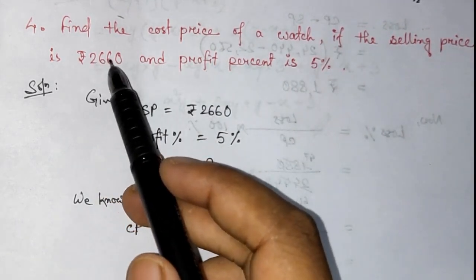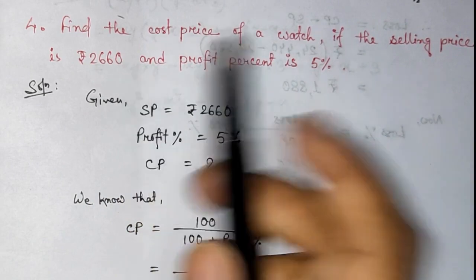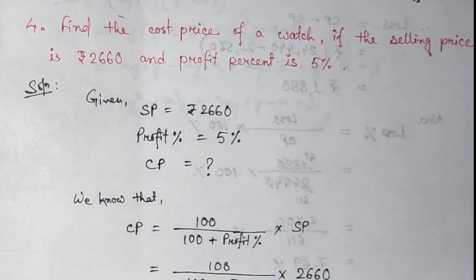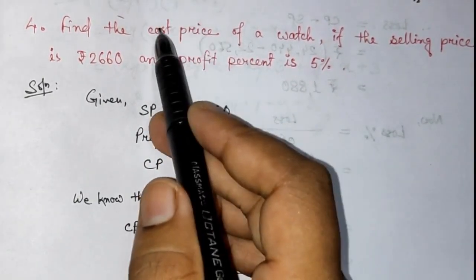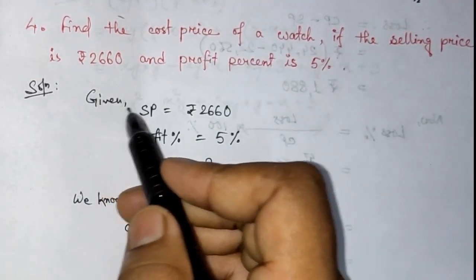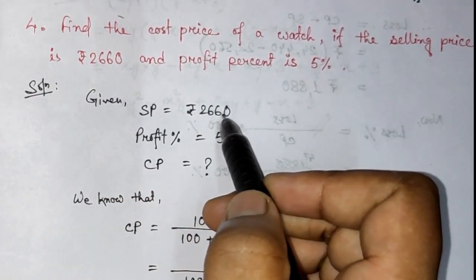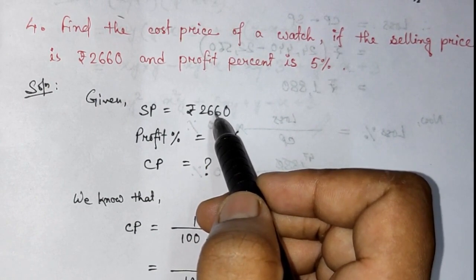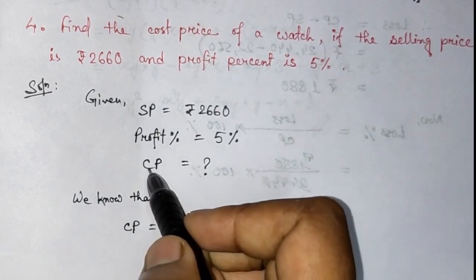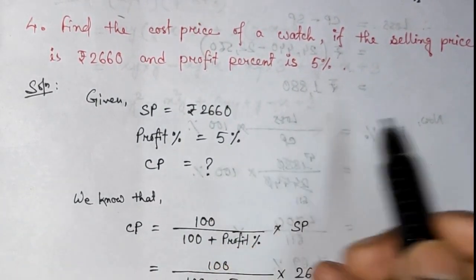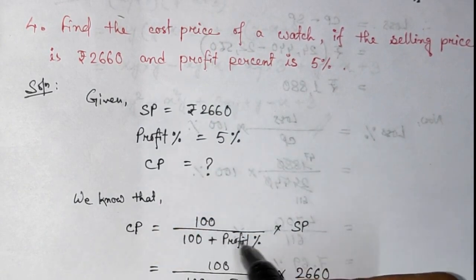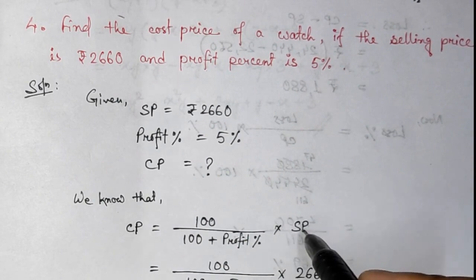Next, number 4. Find the cost price of a watch if the selling price is given as 2660 rupees and the profit percent is 5%. You have to find CP, cost price. Write in solution: given SP equal to 2660 rupees and profit percent equal to 5%. You have to find CP equal to question mark. We have formula number 3: CP equal to 100 by 100 plus profit percent into SP.